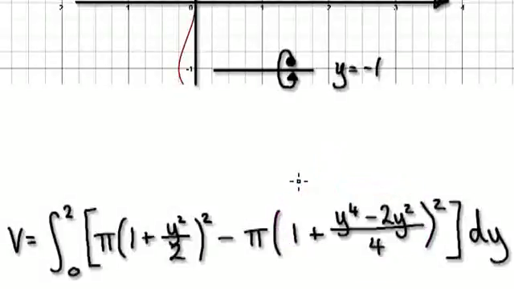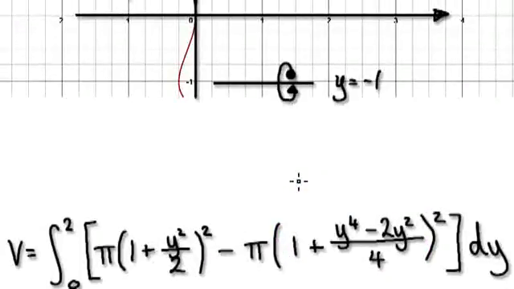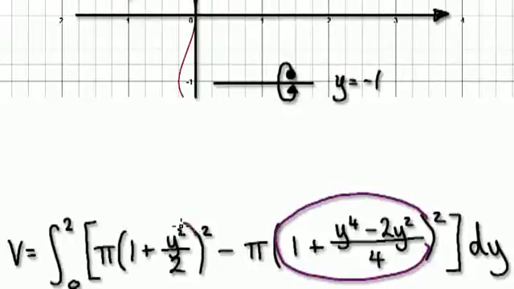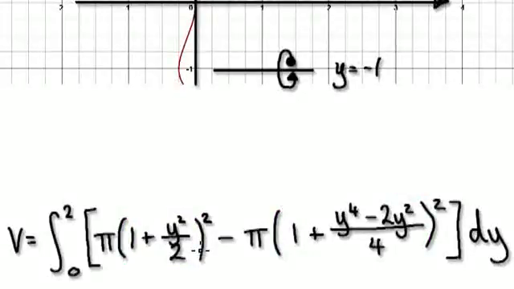You might have to press pause and think about it. But the radius of the small circle is given by this. The radius of the big circle is given by this. I will continue in the next video.